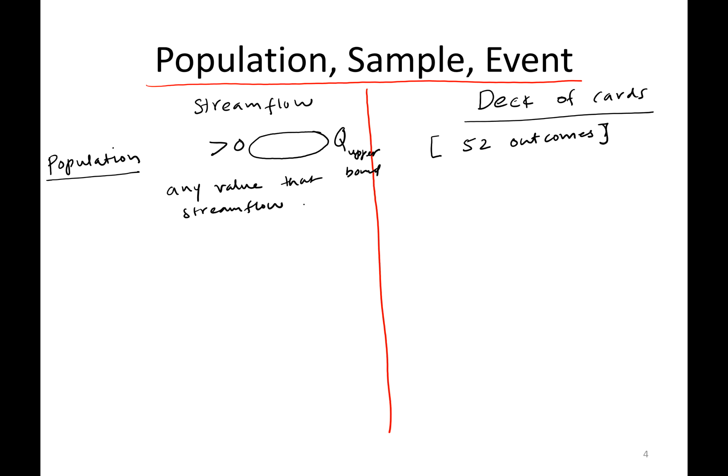Sample. In terms of a deck of cards, a sample could be, let's say, a 4 of hearts, a 5 of diamonds, a 3 of hearts again, and so on. So you can again have a subset of the population which will become your sample.